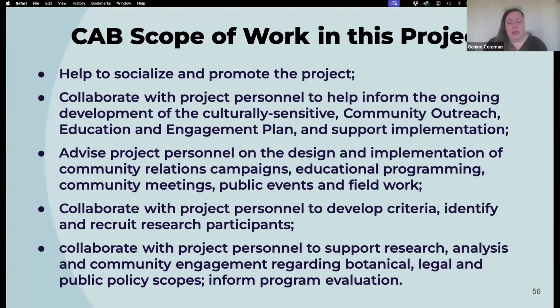Collaborate with project personnel to develop the criteria, identify and recruit research participants. Again, want to emphasize this piece. And to collaborate with project personnel to support research, analysis, and community engagement regarding the overall botanical, legal, and public policy scopes. And again, to inform our program evaluation. Next slide, please.